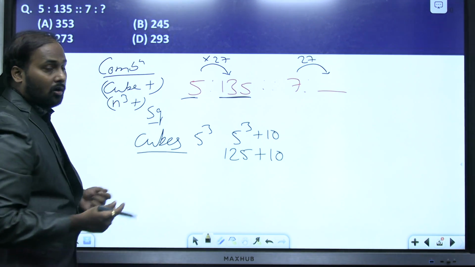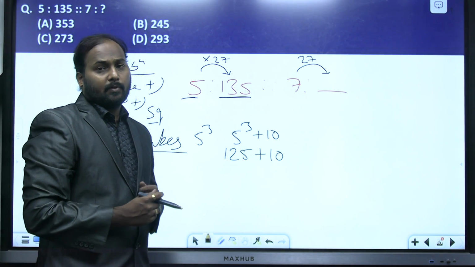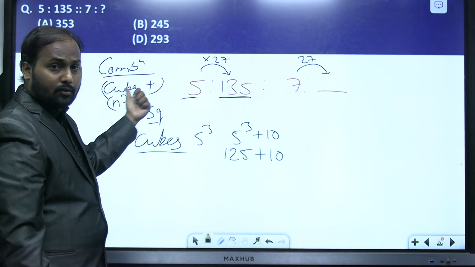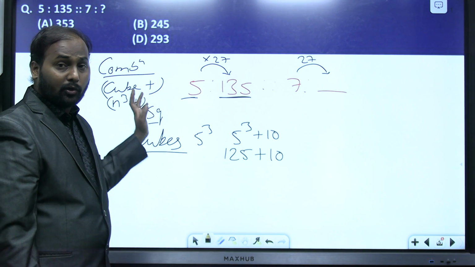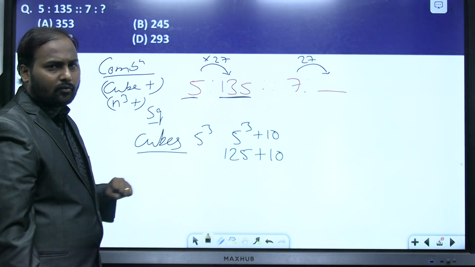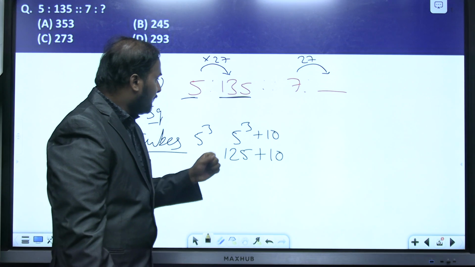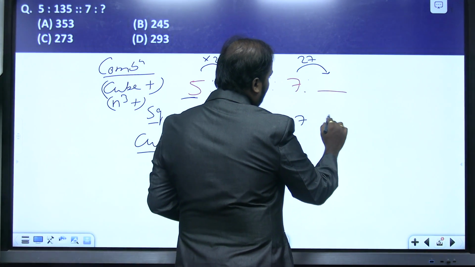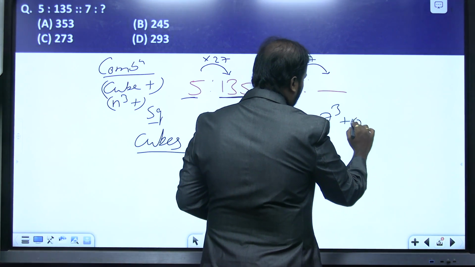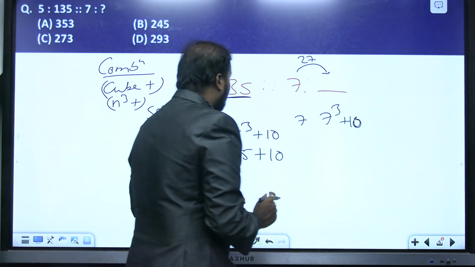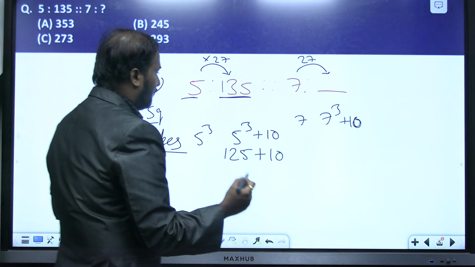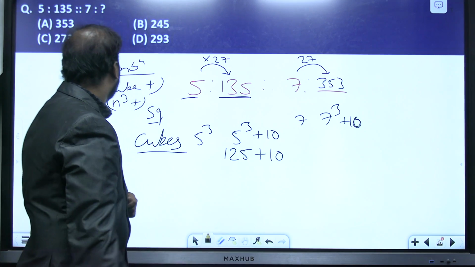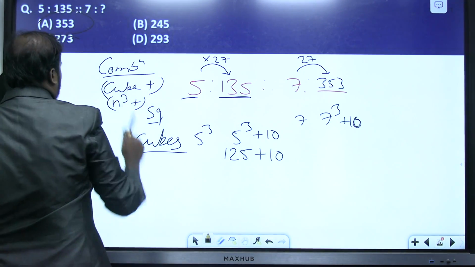Already I said that in the combinations, squares addition, squares subtraction, squares multiplication, squares division is possible. In the same way, cube addition, cubes subtraction, cubes multiplication, cubes and divisions, all these different types of combinations are possible. Similarly, it's 5 cube plus 10. Your answer is 7, so obviously here 7 cube plus 10. 7 cube means 343 plus 10 is 353. So 353 is the answer, option A.